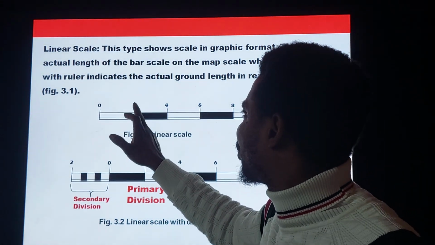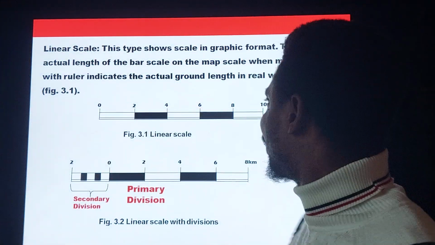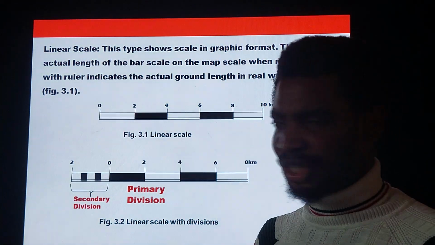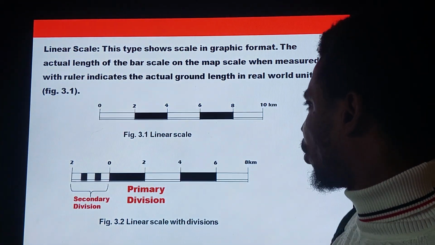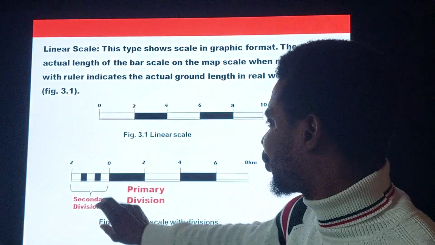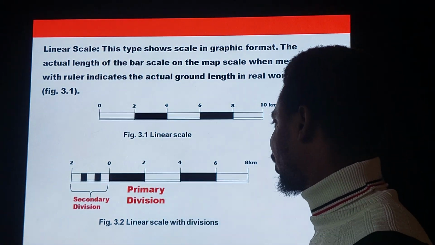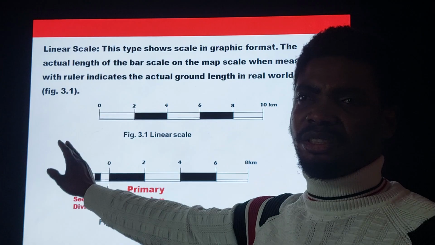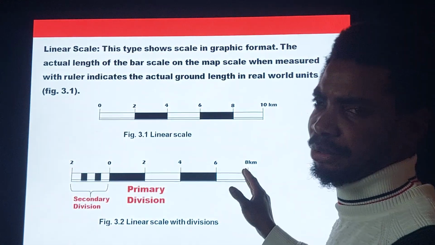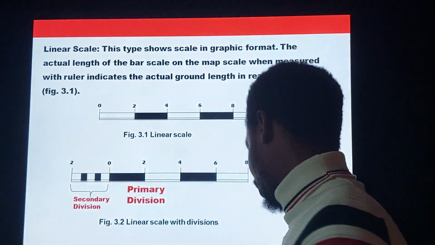Because the difference between 2 and 0 is 2. The difference between 4 and 2 is 2. The difference between 6 and 4 is 2. And you see that it is constant throughout the entire scale. Here is another one. The linear scale can be divided into two subscales: the secondary division and the primary division. The secondary division is always to the left and the primary division is always to the right. So you have it in this way. The same procedure goes for the two.